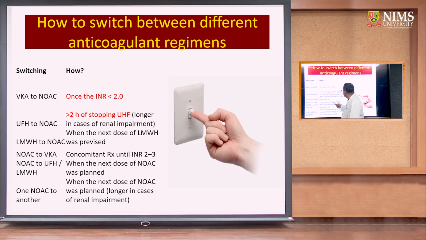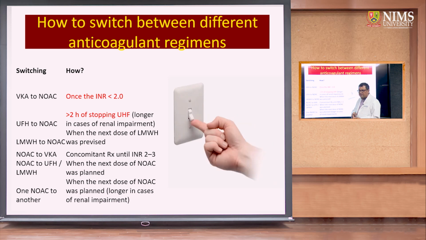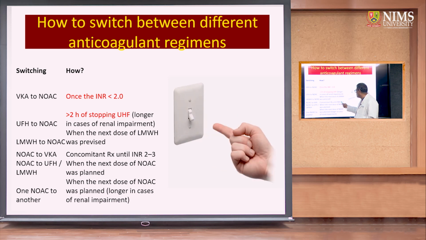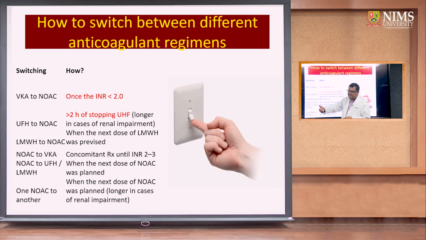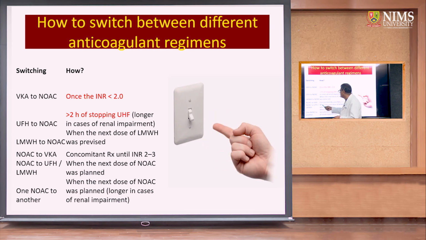From NOAC you want to switch to vitamin K antagonist. What you do is you just add vitamin K antagonist and keep monitoring INR. Once INR becomes more than 2, then you stop NOAC. So, you can give both of them for some time, overlap them for some time till INR becomes more than 2. From NOAC, if you want to give unfractionated heparin or low molecular weight heparin, what do you do? You wait for the next time of the dose. Once that time has come, instead of that dose, you give unfractionated heparin.